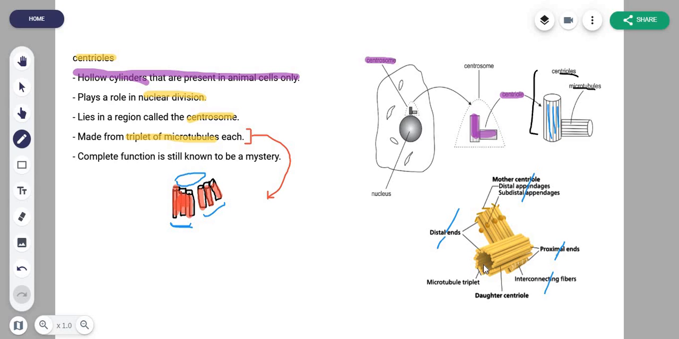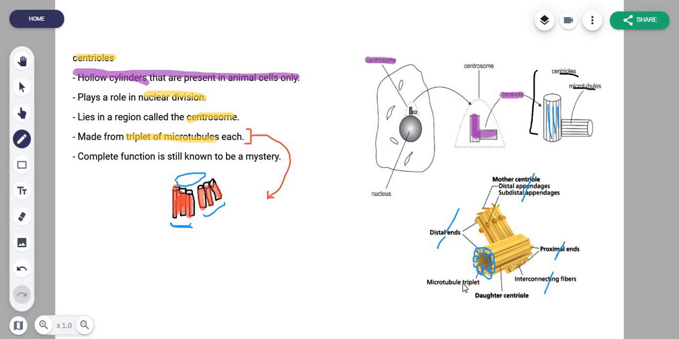Okay, so you can see here, if you look closely, this is 1 triplet of microtubule. There are 3 microtubules here, and there are about 9. This is the second one, third one, 4, 5, 6, 7, 8, and 9, right? 9 groups of these triplets. So there are 27 microtubules. These microtubules join alongside each other in a cylindrical form to form the centrioles. This is a bit complex, but I hope I made it clear for you guys. This is how your centrioles are made.